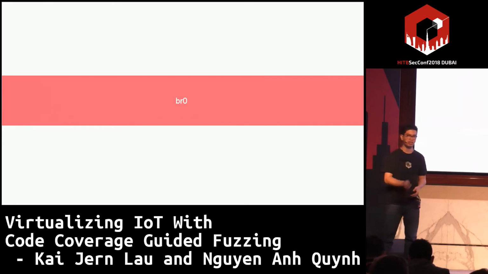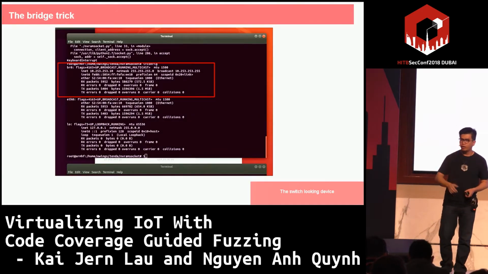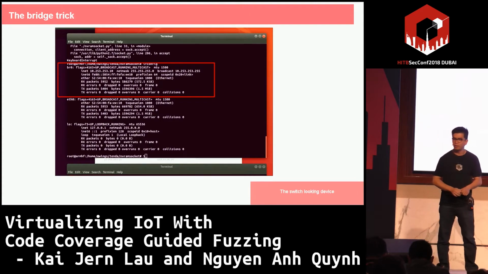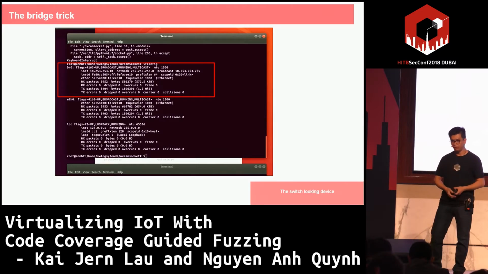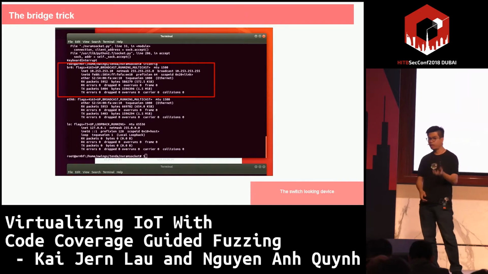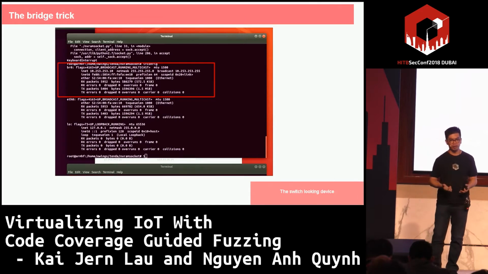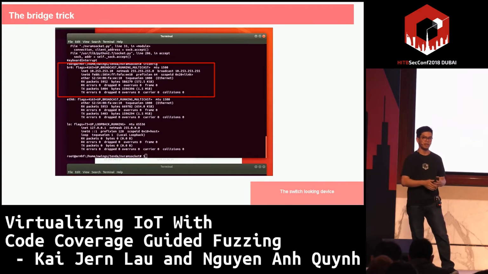BR0 is bridge, not brother. For IoT devices, most of the time the binary will ask for the bridge device interface. Just build one with your brctl command. Create a bridge, link it up. When they look at the BR0 interface, the process will continue to run, and that is how you can run your process.